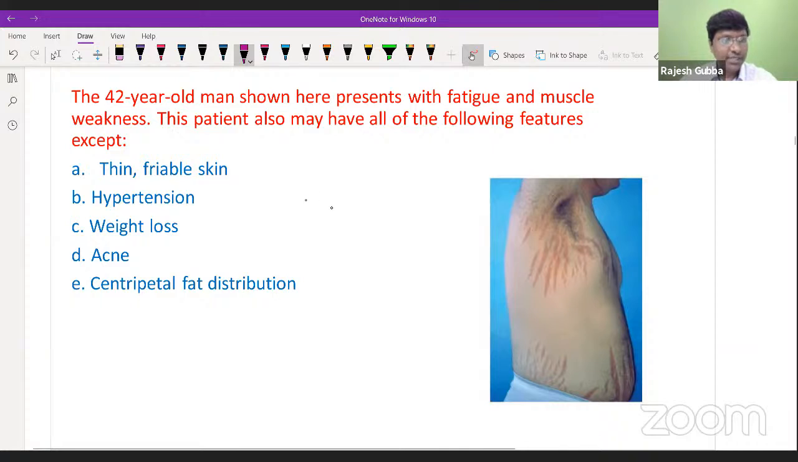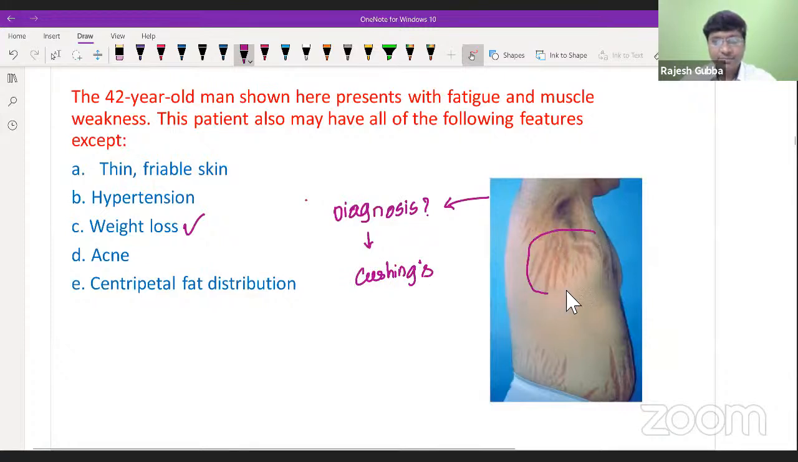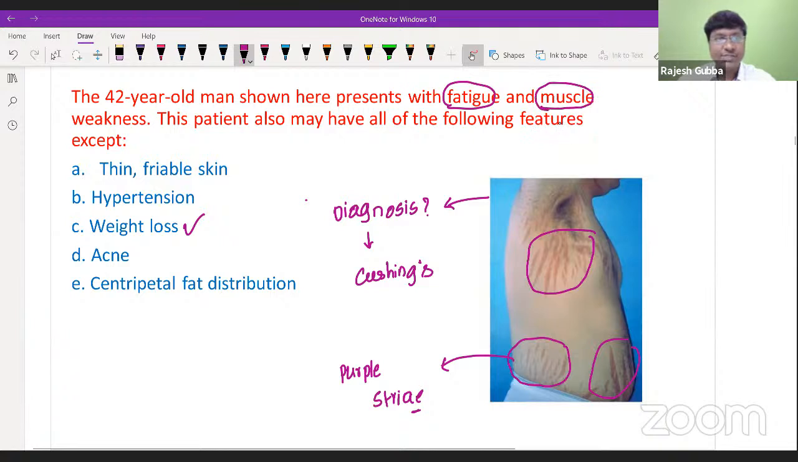Very good, GA. So the answer is weight loss. First of all, can anyone tell me what is the diagnosis of this patient? This particular patient is suffering from Cushing's. Whatever you are seeing here is nothing but the purple striae. Along with the purple striae, there is fatigue and muscle weakness. So this patient is highly suggestive of Cushing syndrome.